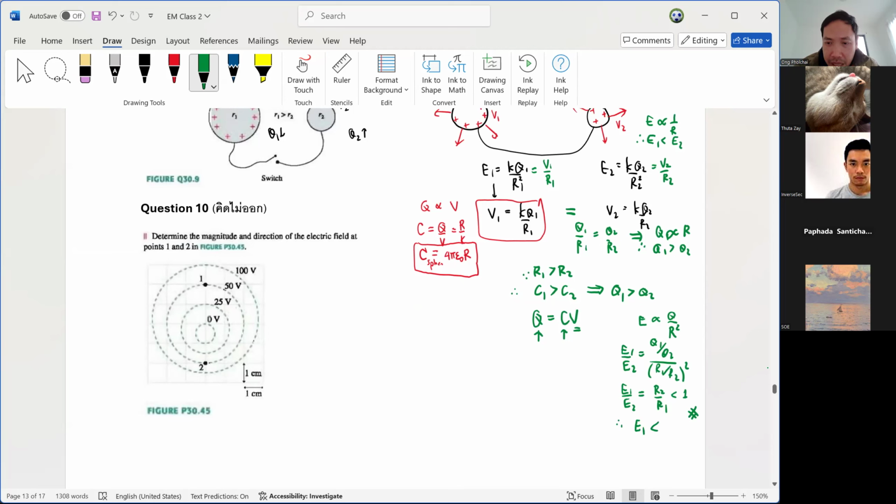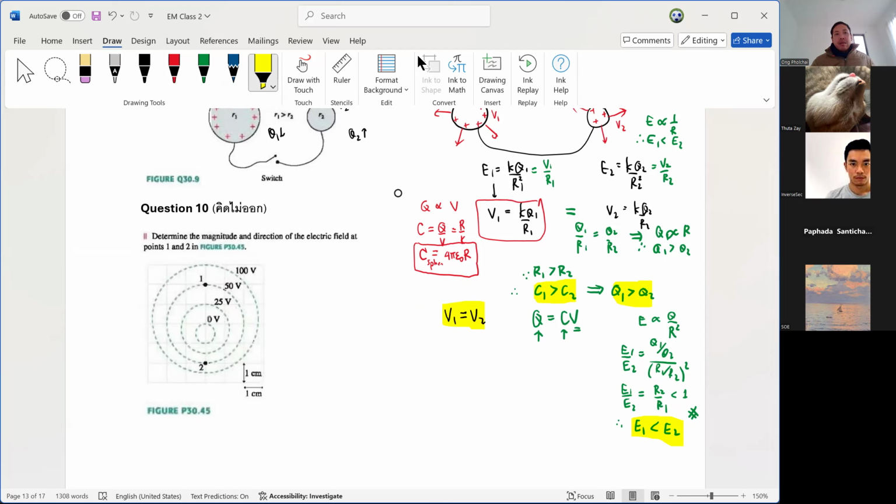E1 must be less than E2. That's the solution. Okay, we have the solution, and V1 must be equal to V2. Yeah. Is it clear? If this is clear, can you click like?